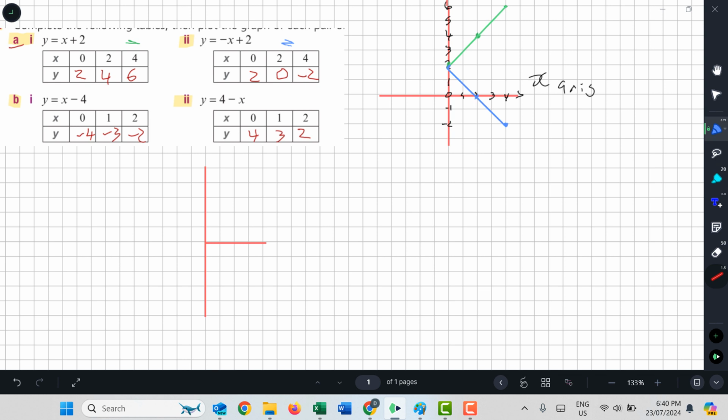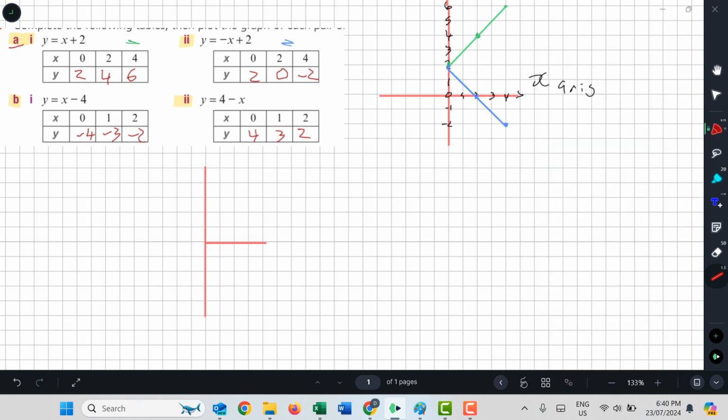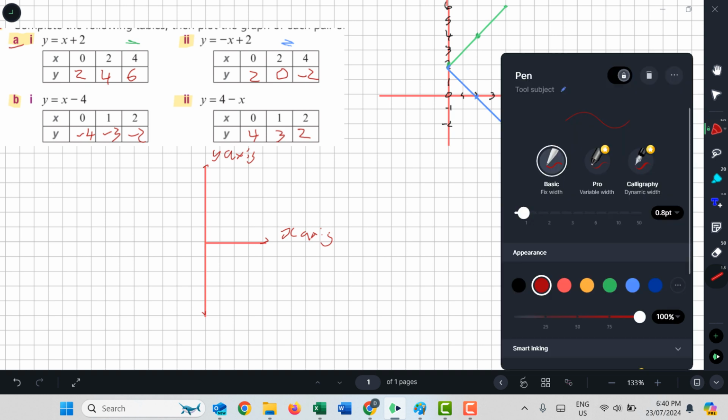Okay, then I'll just go red, add arrows in the end, little arrows, not big ones. I'm doing that with mouse. And then y-axis, x-axis, label everything. I'll put the numbers in black, so it's a bit easier to see.